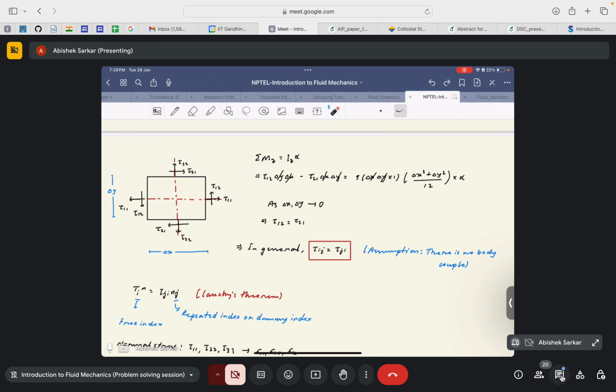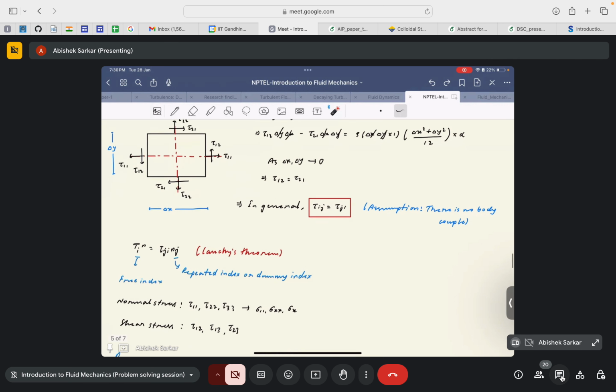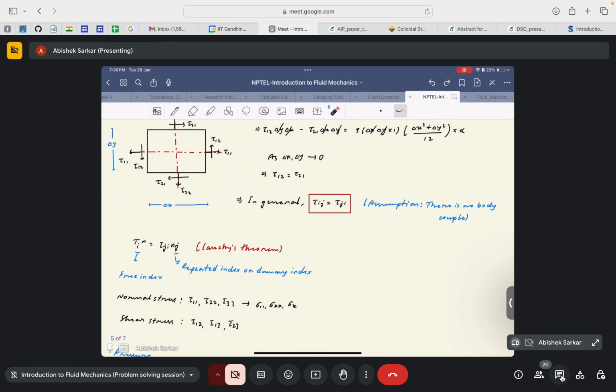Okay, so that's what I think was thoroughly discussed by Professor Chakraborty, and he emphasized this assumption that there has to be no body couple for this expression to be valid. Okay, so I think it is clear till now.